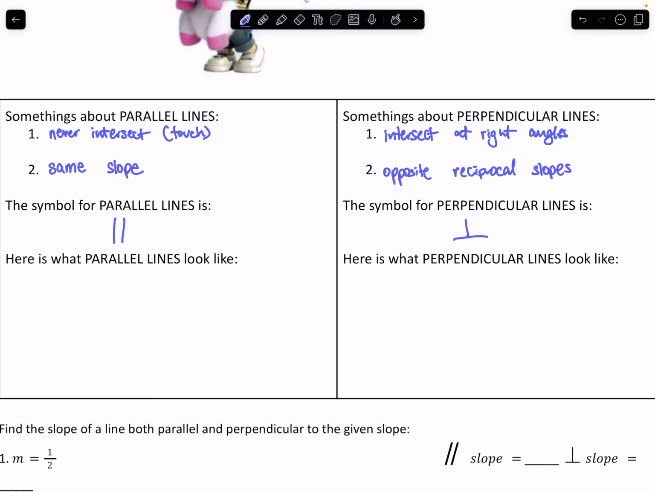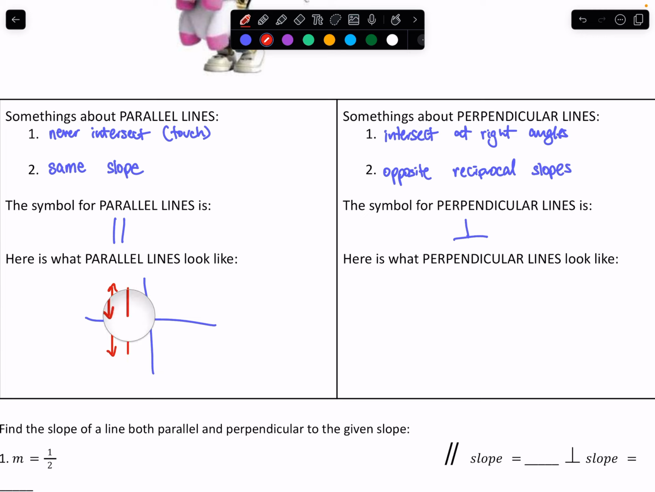So here's what parallel lines look like. Let's say you have a coordinate plane like this. You have one line that goes up here, one line that goes up here, like this. Notice how they will never ever touch and they are both parallel. Sometimes you'll see those symbols right there to indicate that those are also parallel.